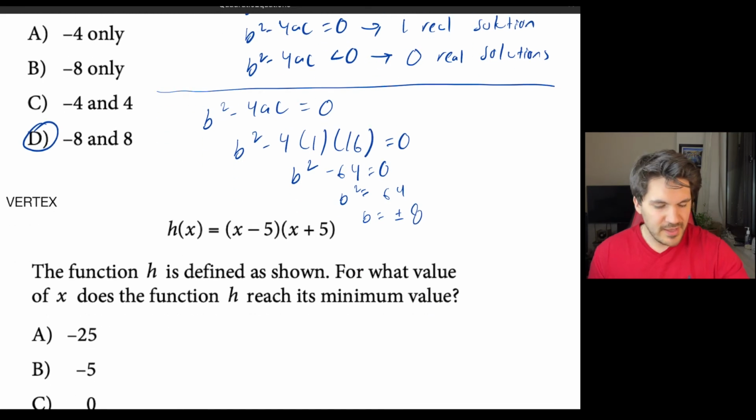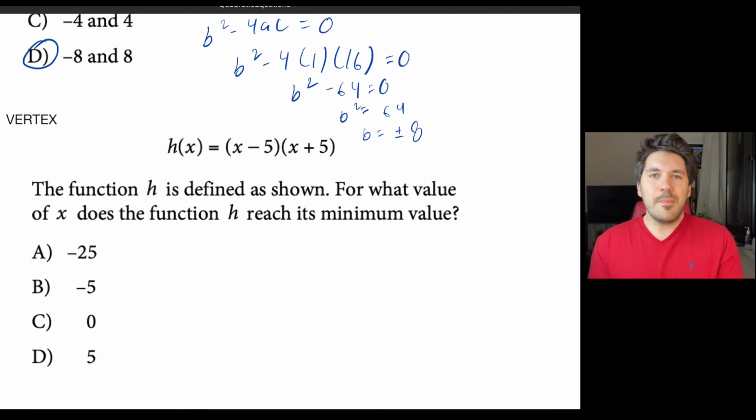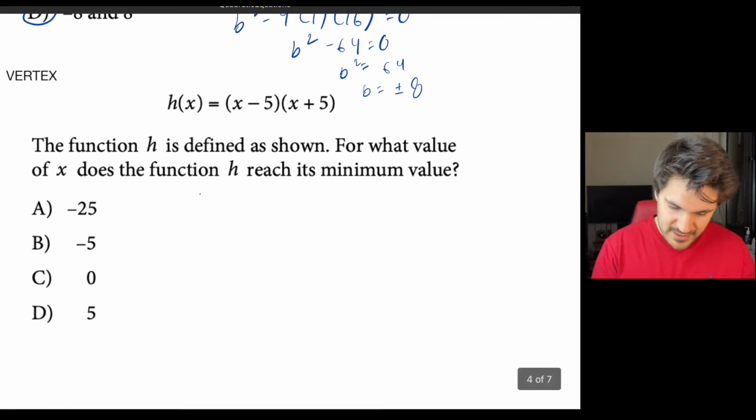Let's move on. We are now up to vertex stuff. So let's talk about what a vertex is first. A vertex is simply where the quadratic reaches its minimum or maximum value. The x-coordinate of the vertex is the x-coordinate of where it would be. So let me make a quick graph here for you to demonstrate. Let's say we have this graph.